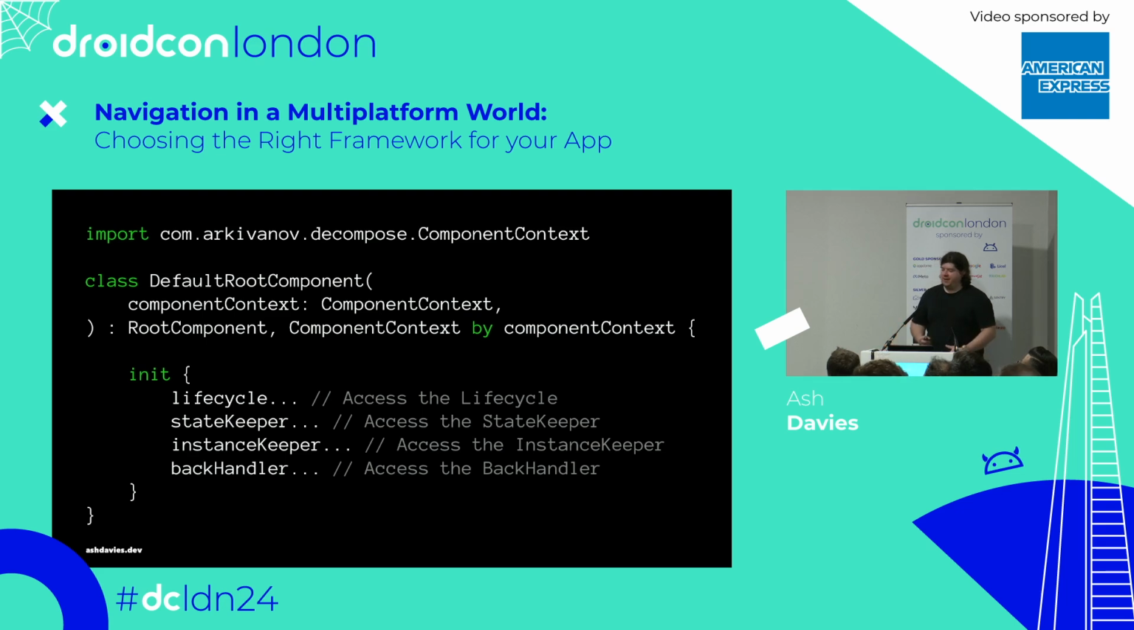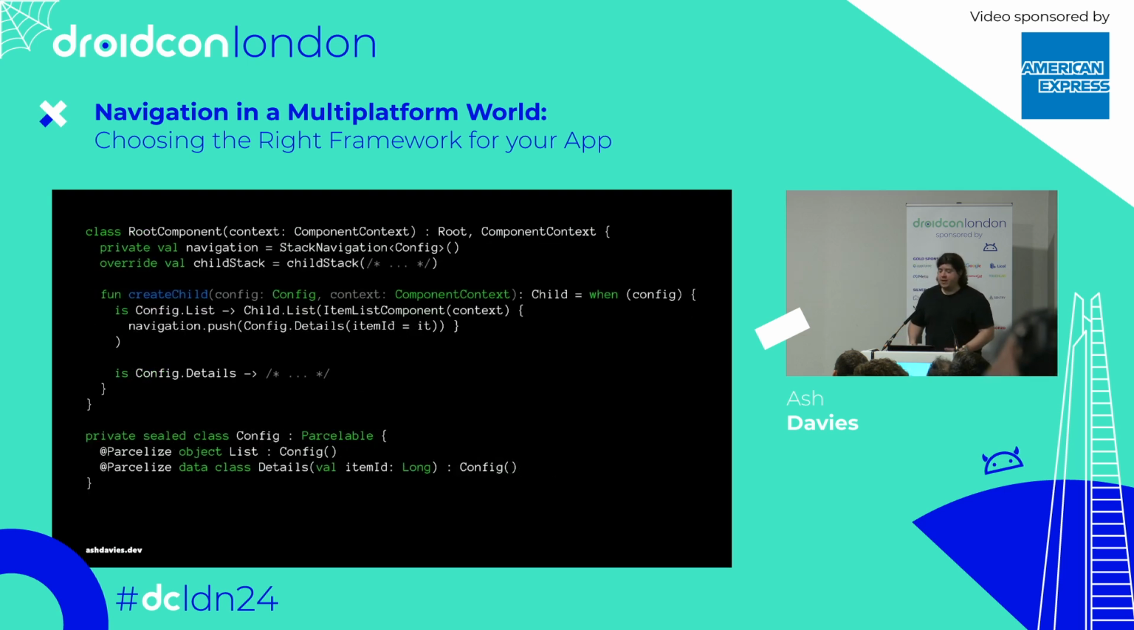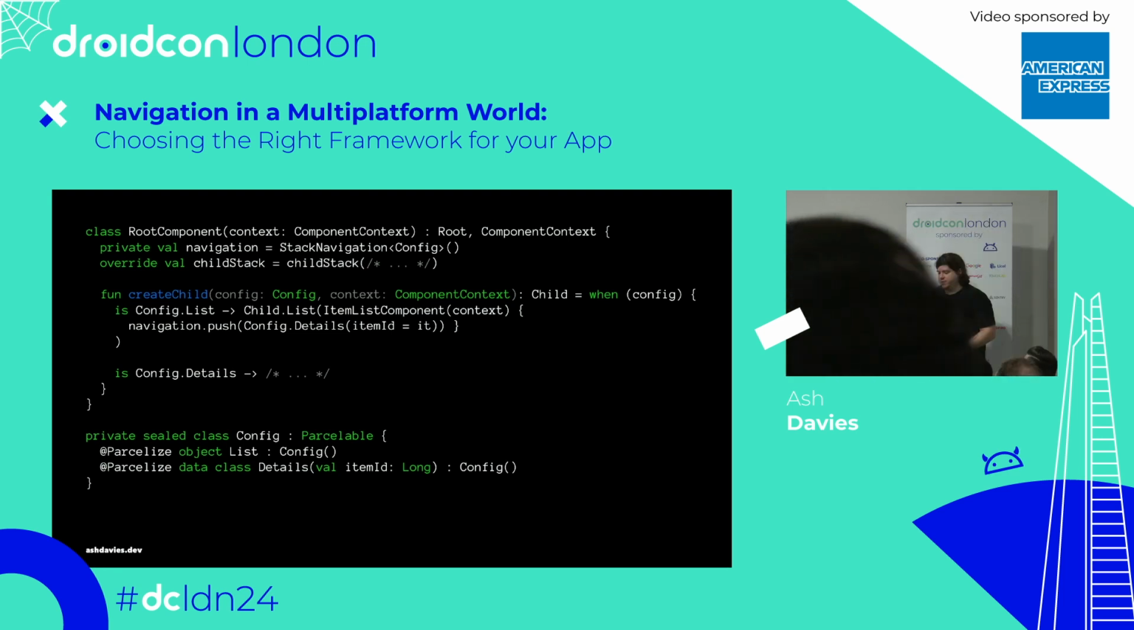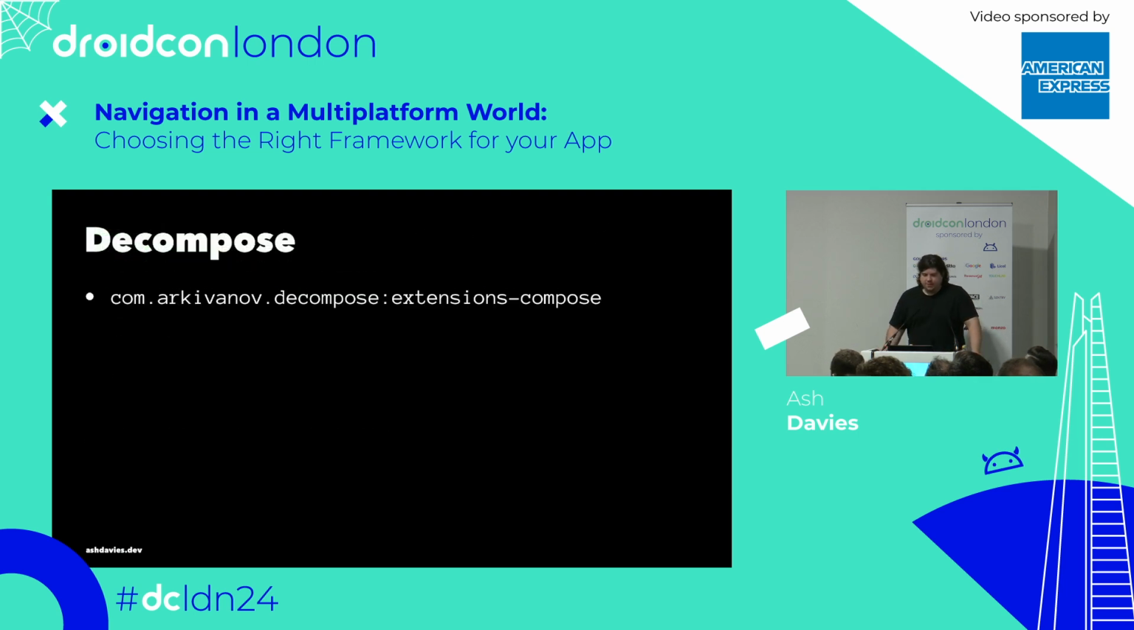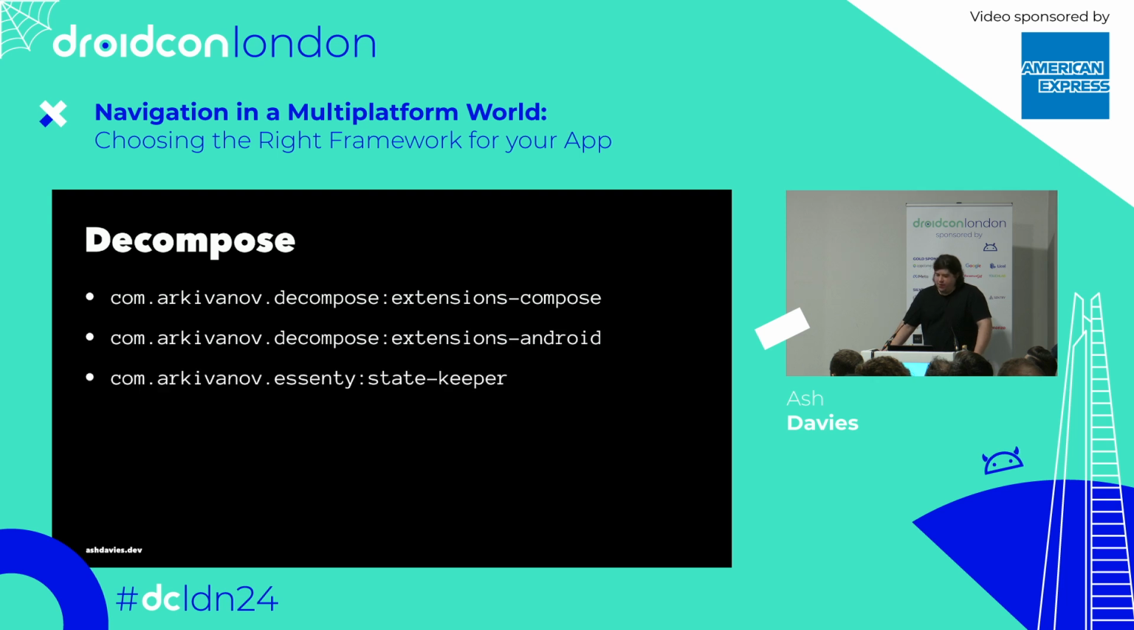But the core principle of Decompose is to provide multi-platform functionality through this component context. So many of these things might look familiar to you if you've used these in Android before. It provides observability and value storage with lifecycle persistence, with implementations for those respective platforms. For navigation, it employs the concept of child stacks. Screens are created and provided from the config. It's not inherently Compose, but Compose is provided through extensions. So we've got the extensions for Compose, extensions for Android, and the State Keeper for Darwin platform.